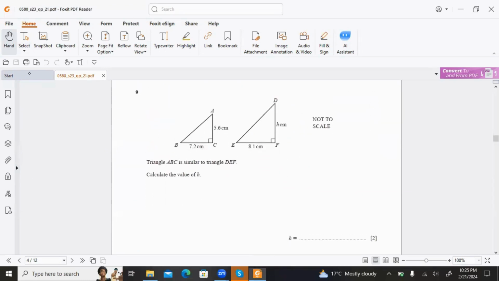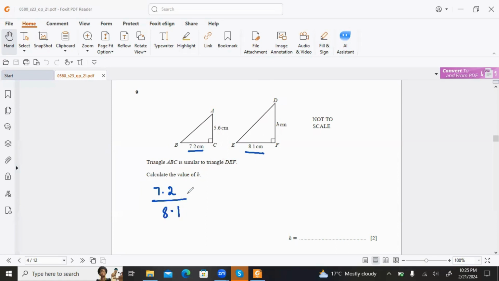Question 9 is saying that triangle ABC is similar to triangle DEF. We have to calculate the value of h. When we have similar shapes, we have to find the common scale factor through which the shape is either being enlarged or decreased in size. So what we do is we pick corresponding lengths. 7.2 and 8.1 correspond to each other, and we're going to make a fraction out of it. So 7.2 divided by 8.1.